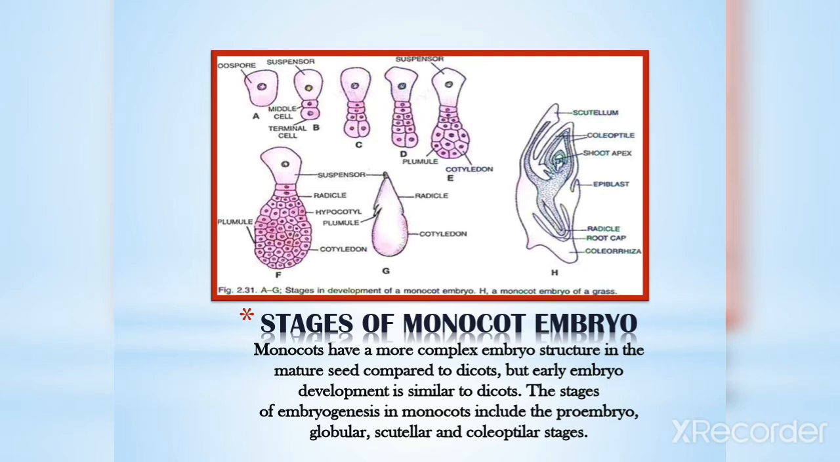Coleoptile is nothing but a covering of the plumule, that is the shoot part, and scutellum is the name given for the cotyledon. In dicots we have 2 cotyledons, and in this case only a single cotyledon will be there. That is called the scutellum. That development also occurs in the case of the monocot embryo, right, children? Please observe this diagram, how the changes are occurring from one stage to another. Next.